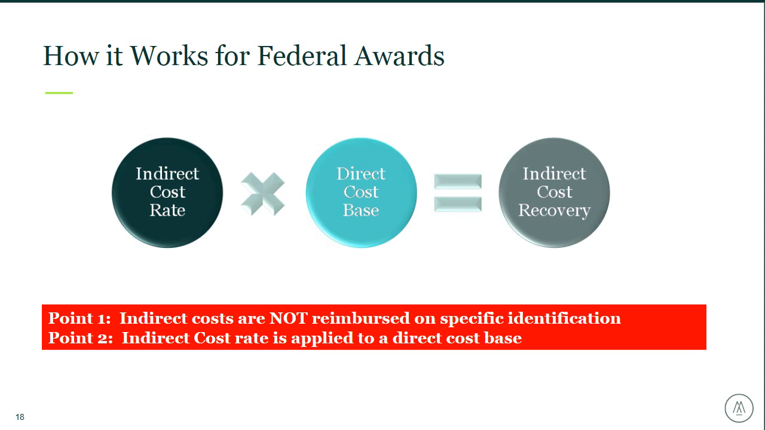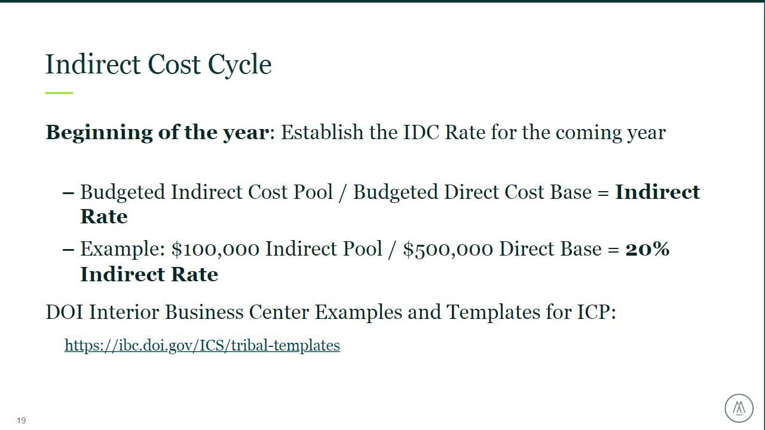So at the beginning of the year of an indirect cost cycle, you establish a rate for the coming year using your budgeted costs. Your budgeted indirect cost pool divided by your budgeted direct cost base will give you the rate that you would use for the following year. For example, if you have $100,000 in an indirect cost pool, you divide that by your direct cost base, in this example $500,000, to get to your indirect cost rate of 20%.